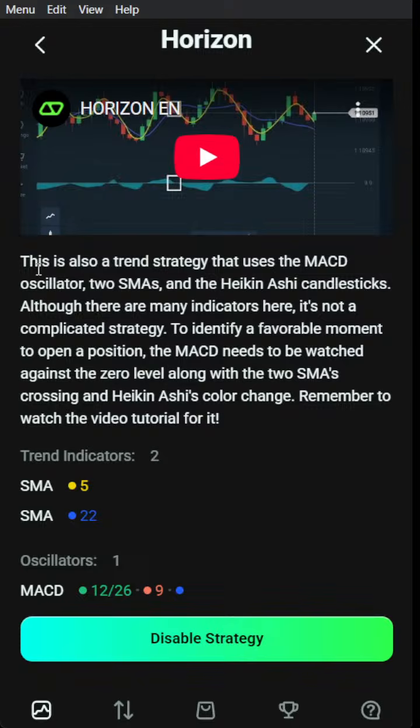Yes, I will. This is also a trend strategy that uses the MACD oscillator, 2 SMAs, and Heiken-Ashi. Now here the candle changes, guys. It is not a Japanese candle. It is a Heiken-Ashi candlestick. Although there are many indicators here, it's not a complicated strategy. To identify a favorable moment to open a position, the MACD needs to be watched against the 0 level and the 2 SMA crossing and the Heiken-Ashi color change.